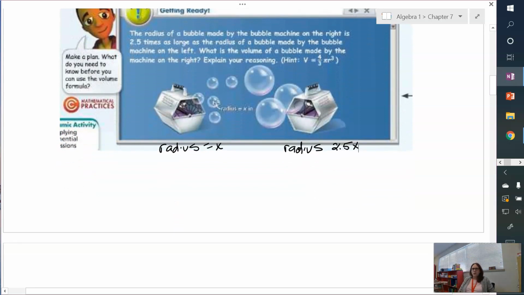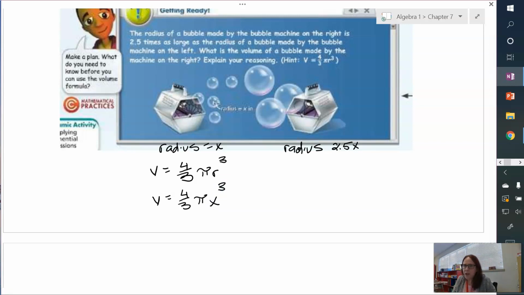So let's do the volume of a bubble on the machine on the left. Volume is 4/3 times pi times r cubed. That's our formula. And we're going to say that our radius is x inches. So volume would be 4/3 pi x cubed. Now I don't know what x is, so I'm just going to leave it as x cubed. Now let's look at the bubble machine on the right.